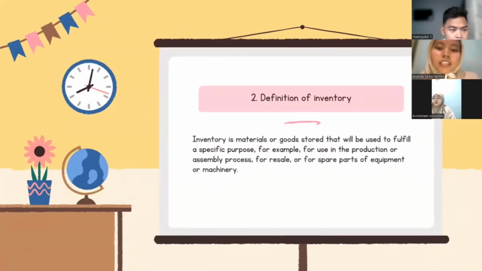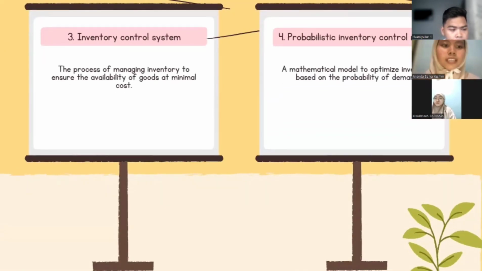The second is the definition of inventory. Inventory is material or goods stored that will be used to fulfill a specific purpose, for example, for use in the production or assembly process, for resale, or as spare parts of equipment or machinery. Next is the inventory control system, the process of managing inventory to ensure the availability of goods at minimal cost. The fourth is the probabilistic inventory control model, a mathematical model to optimize inventory based on the probability of demand.